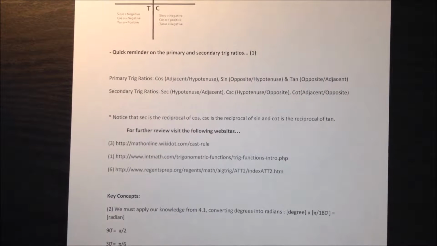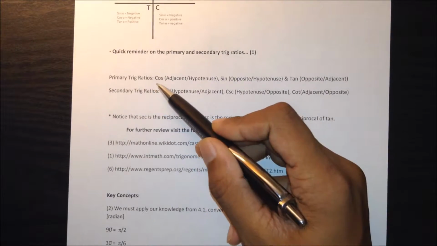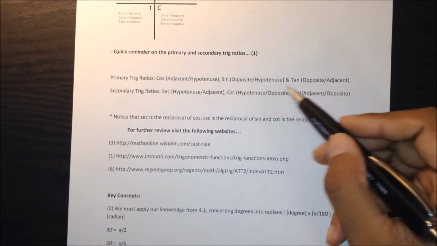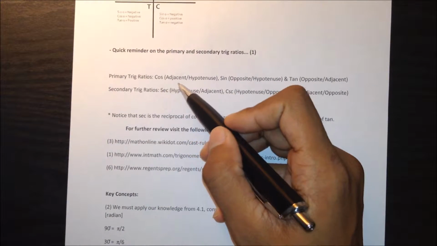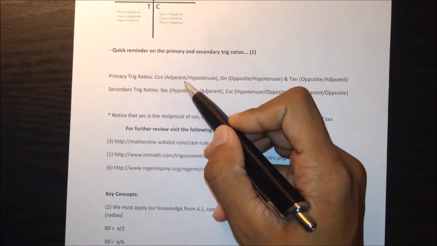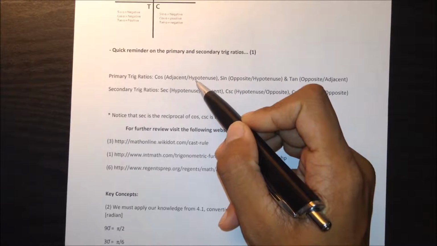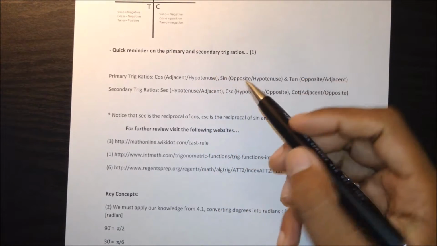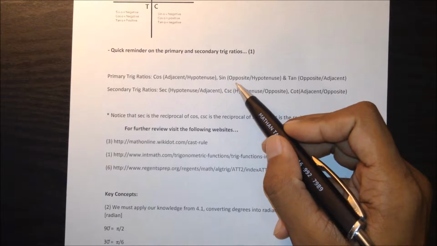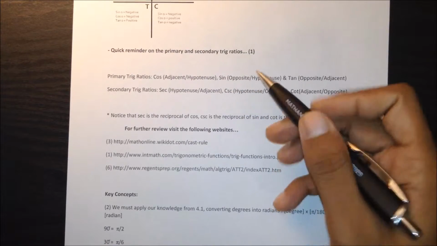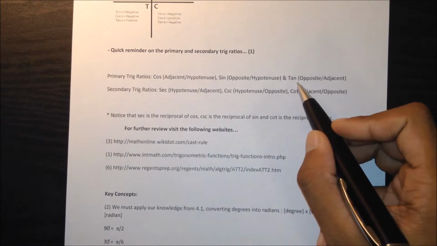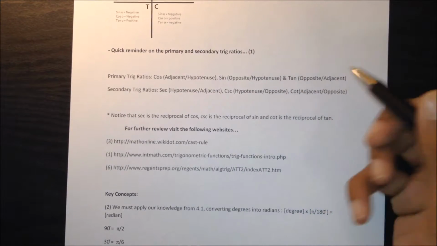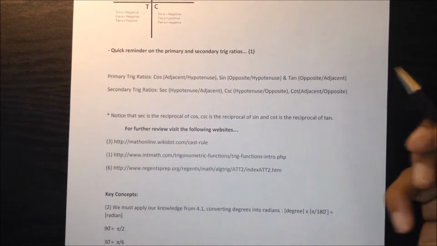Here's a quick reminder on the primary and secondary trig ratios. The primary trig ratios are cosine, sine, and tangent. When we find the cosine of an angle, we look at what's adjacent to the angle, and we divide it by the hypotenuse. When we want to find the sine of an angle, we look at what's opposite of that angle, and we divide it by the hypotenuse. And finally, when we want to find the tangent of an angle, we look at what's opposite of that angle and divide it by what's adjacent.